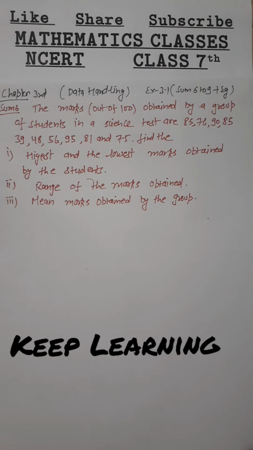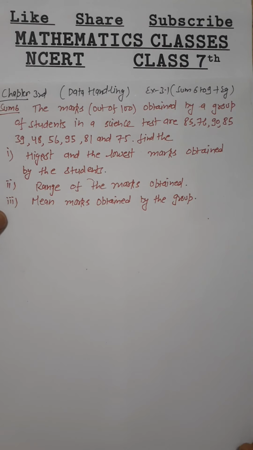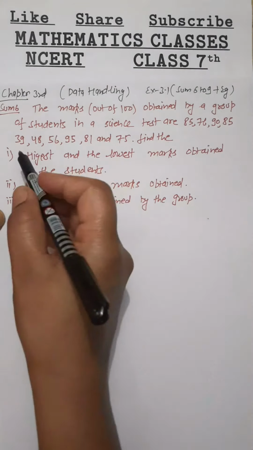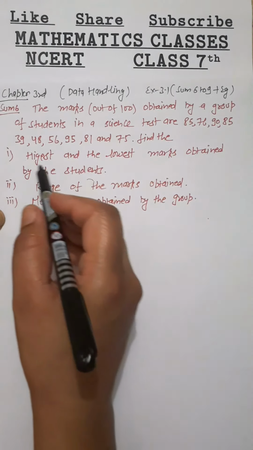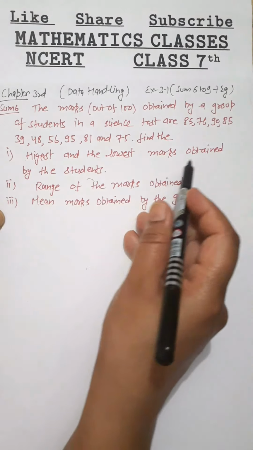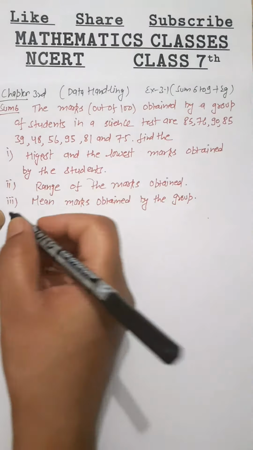Here, chapter 3, data handling, exercise 3.1. Today we do sum number 6 to 9 plus the example of this exercise. Sum number 6 is on your screen. The marks out of 100 obtained by a group of students in the science test are given. Find the highest and the lowest marks obtained by the students.